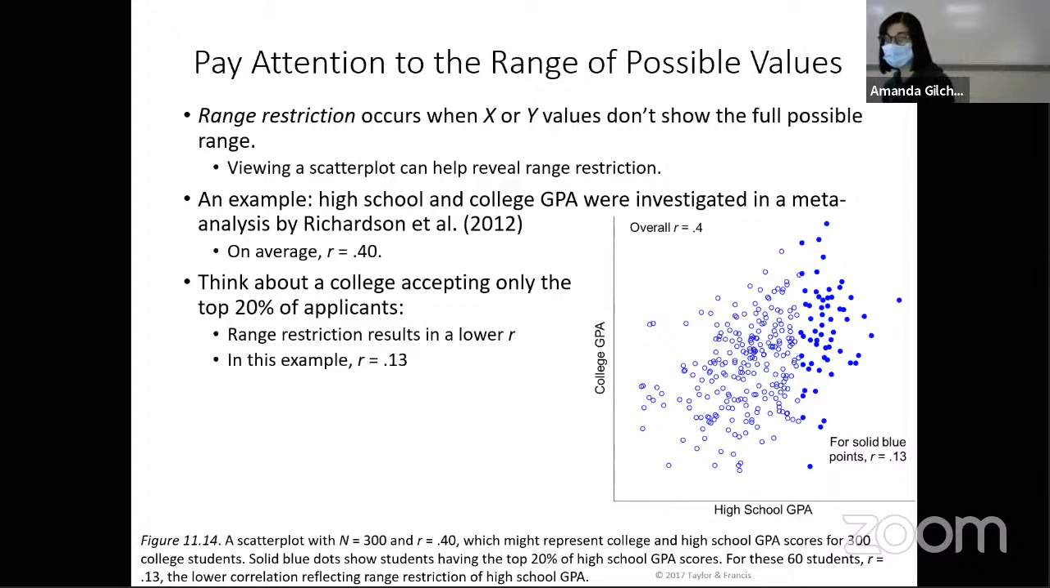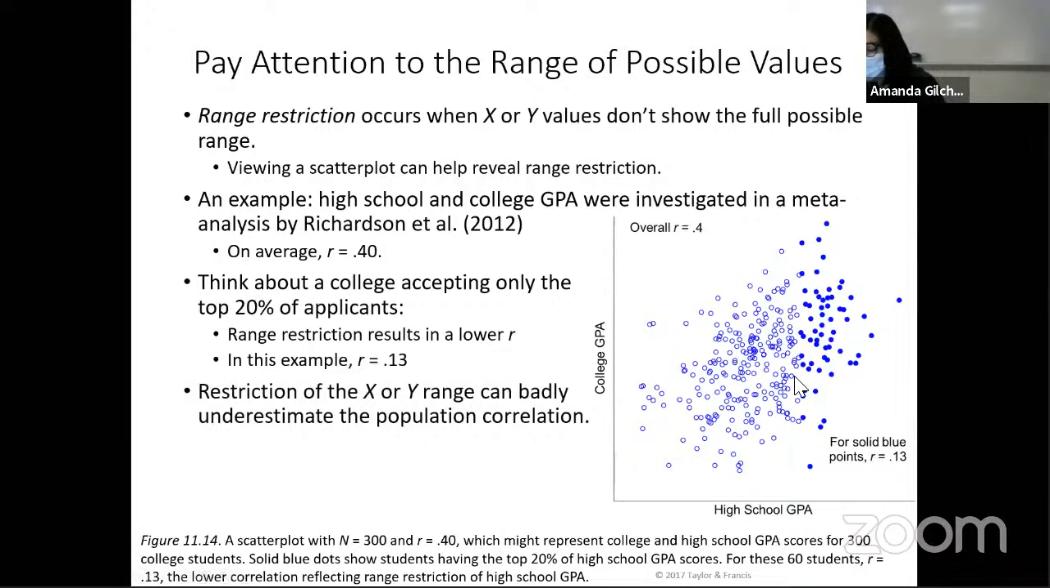So if a college only accepts the top 20% of applicants, high school GPA is no longer a very good predictor of college GPA. So when we restrict the range like this, we actually underestimate what's really going on in the population. That's why you can't really predict college GPA from people who go to Harvard. They're all the best in high school, or at least have the most access, which can occasionally lead to really good GPAs. But it's not a very good predictor of how they will do in college.